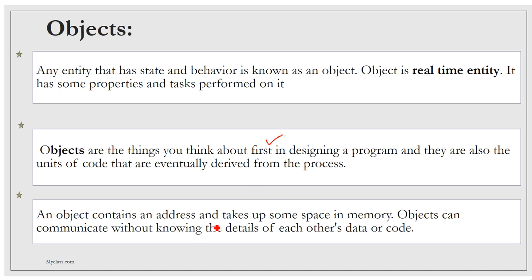An object contains an address and takes up some space in memory. An object is a physical entity. The object needs space in memory for storing its details and information. Objects can communicate without knowing the details of each other's data or code. That communication between objects we will discuss later.